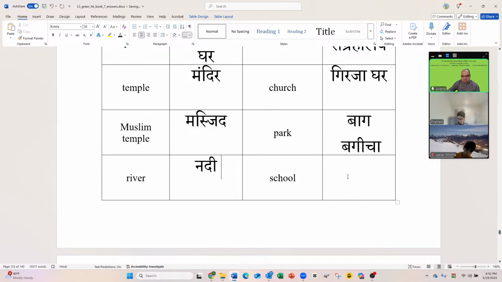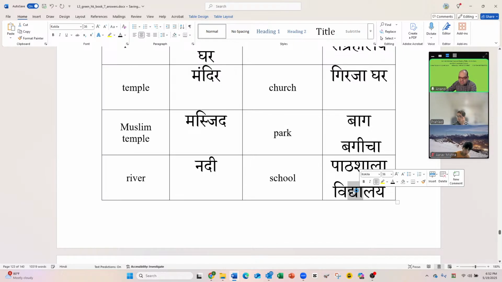And school, Arav? Pathshala. Another word could be Vidyalay. Here, if you see, this is a different spelling. It is not gha, it is dha. Gha doesn't have this little line coming from up. Okay? Vidyalay or Pathshala.